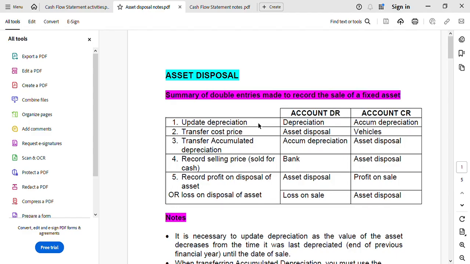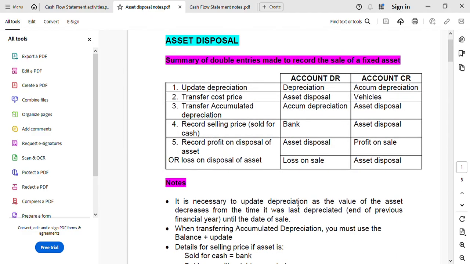So if you sell an asset during the financial year, it's going to mean that the value of the asset is going to decrease since the last time it was depreciated. So that is why we need to do this first step here. The double entry for this is to debit depreciation because it's an expense, and to credit accumulated depreciation because it is a negative asset.